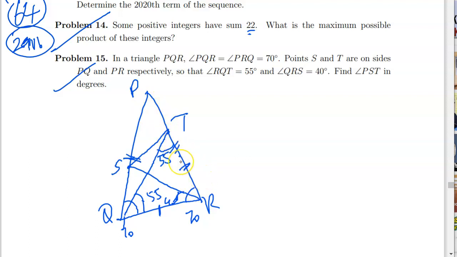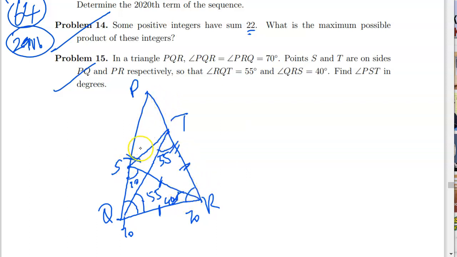Do not get confused. And for the triangle QRS, we have 70 over here, 40 over here. Then subtracting, we will also get a 70 over here. So this also means that QRS is an isosceles triangle. QR is equal to RS. And you can see that QR is equal to SR is equal to TR. Okay? So this also means that STR is also an isosceles triangle.